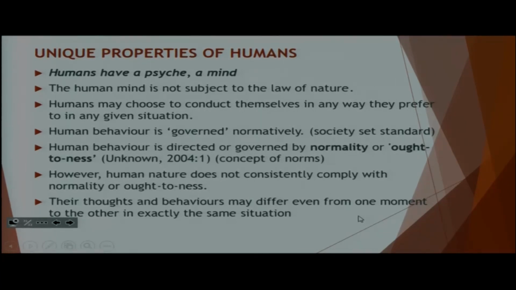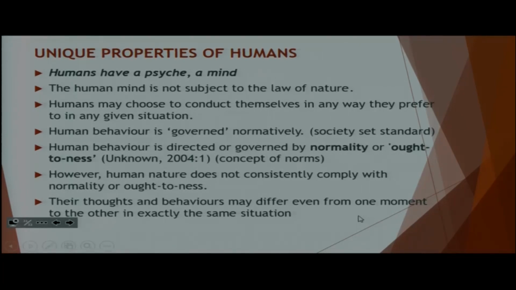Human behavior: humans may choose to conduct themselves in the way they prefer in a given situation. Human behavior is governed by normative, society-set standards. Human behavior is directed or governed by normality or oughtiness, the concept of norms, the way you live, the society that you engage in. However, human nature does not consistently comply with normality or oughtiness. Hence, we have prisons, we have laws, people breaking laws of oughtiness or normality, as we may say.